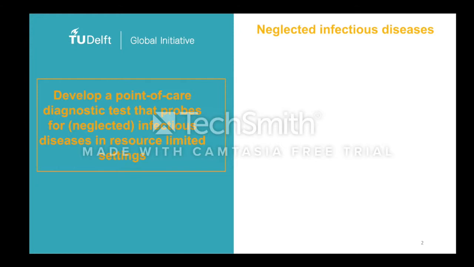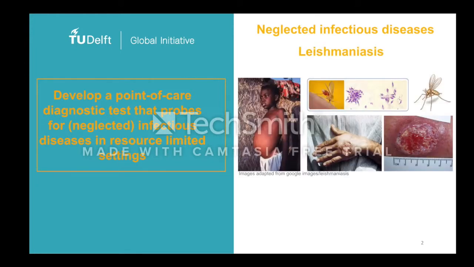So I would like to start with a case study, and for my PhD, I'm looking at leishmaniasis. This is a neglected infectious disease that affects millions worldwide, especially many children. There are three different forms of the disease: visceral leishmania, cutaneous leishmania, and mucocutaneous leishmania.